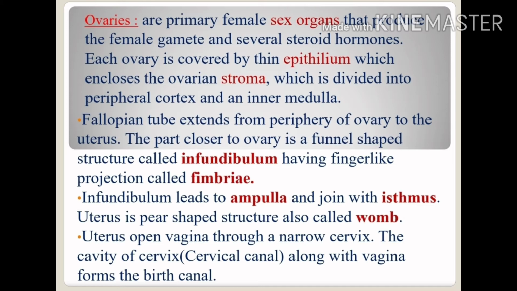The uterus is a pear-shaped structure where the zygote gets implanted and then starts growing. It is also called the womb. The uterus opens into the vagina through a narrow cervix, or you can say the cavity of the cervix is called the cervical canal. Along with the vagina, it forms the birth canal from where the fetus comes out during labor pain.